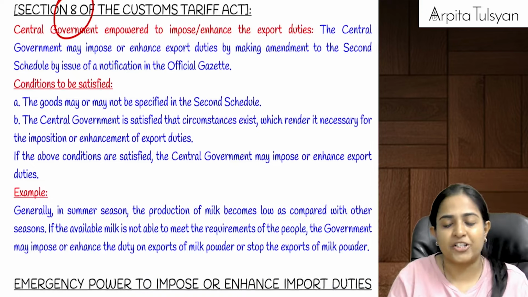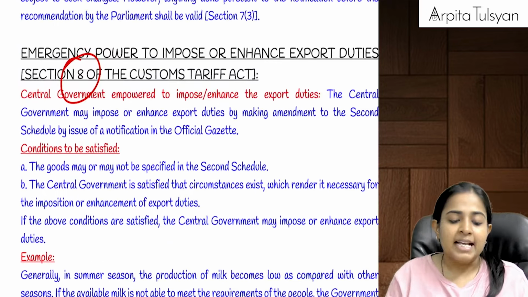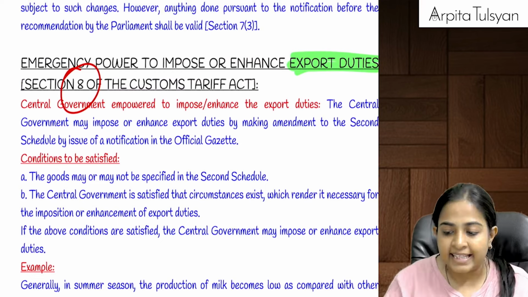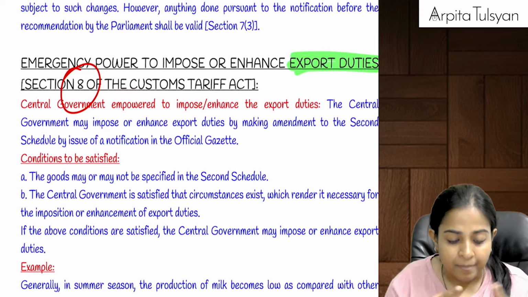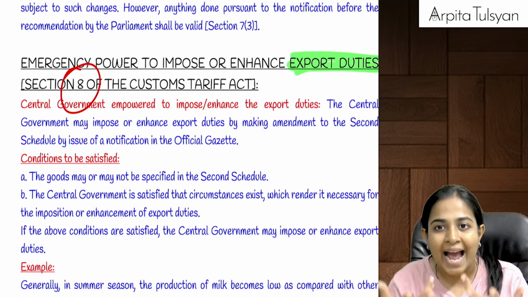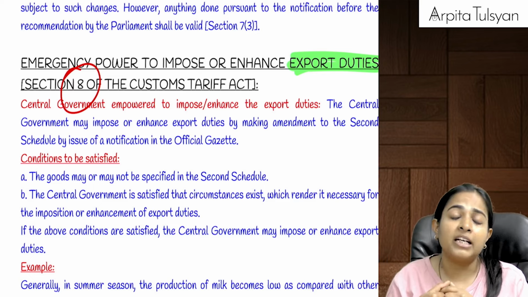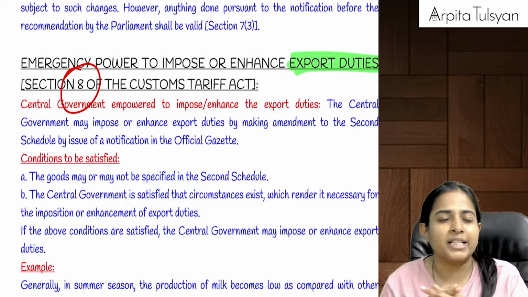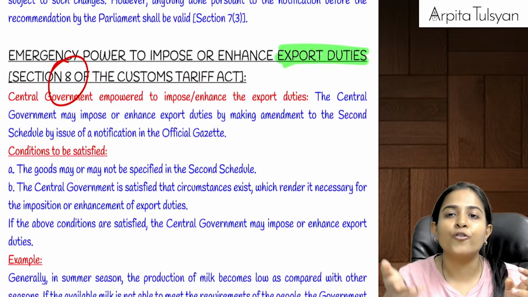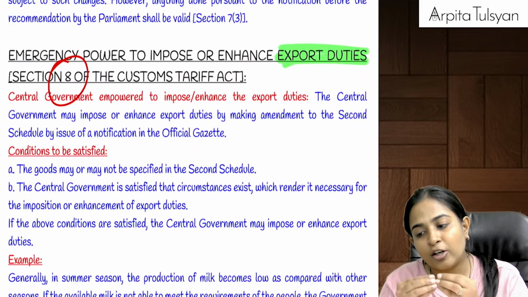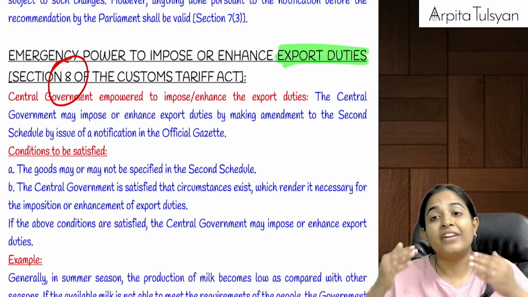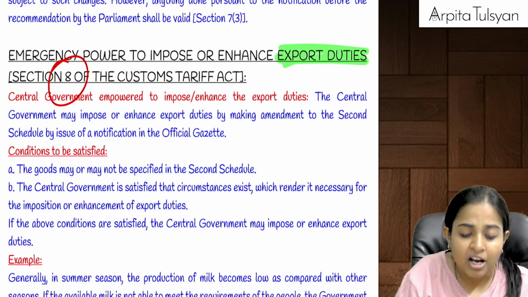Now going on to the next two sections, that is section number 8 and section number 8A. Section number 8 talks about export duty. Section number 8A talks about import duties, where they say that the central government has emergency power to impose export duty or to enhance export duty. This will generally happen when the government does not want us to export the products, whenever there is any shortage of any products in the domestic market. So the government will say, why don't you fulfill the domestic market first? For that purpose, they can either impose export duties on a particular product or even enhance the export duty by passing a notification in the official gazette.